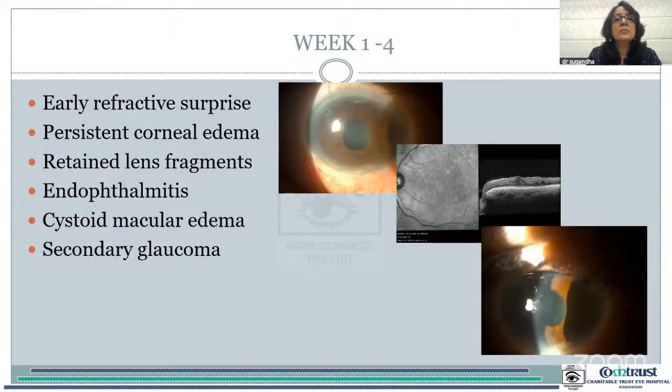Within week 1 to 4, early refractive surprise, I'm not going to go into details of that. As of now, I think with the present biometry algorithms, we don't get it that much nowadays. So there could be a persistent corneal edema, there could be retained lens fragments, or an endophthalmitis, cystoid macular edema, secondary glaucoma presenting anytime between week 1 to 4. So watch out for those.